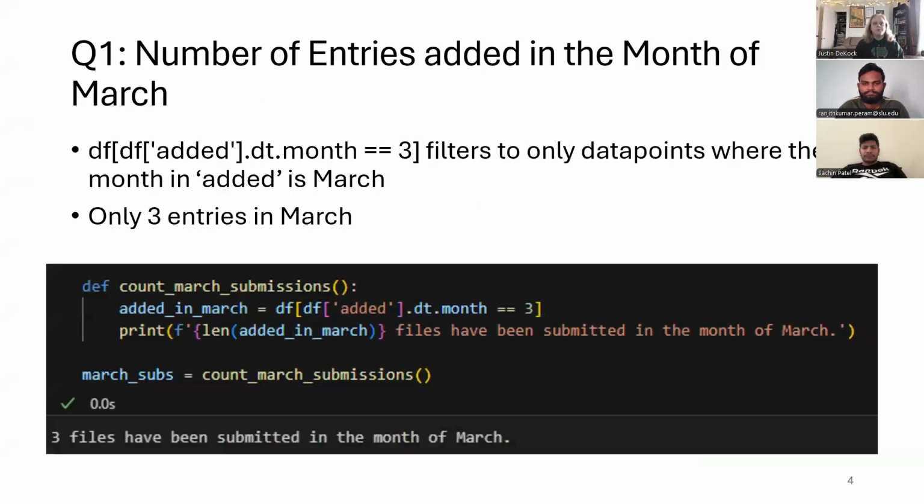To answer the first question, which was to find the number of entries added in the month of March, we used the pandas dt.month function, which accesses the datetime object and filters it down to only the month of March, or the third month. There were three submissions in the month of March.